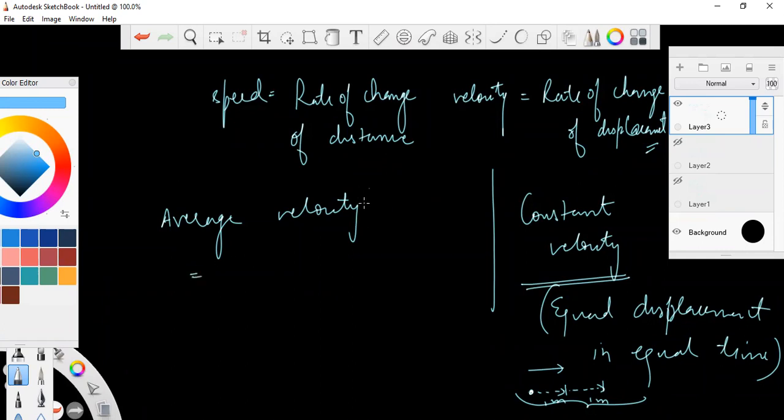And what was average velocity? This is the total distance covered by the total time. Displacement. The displacement. I thought average speed, sorry. Total displacement by total time.